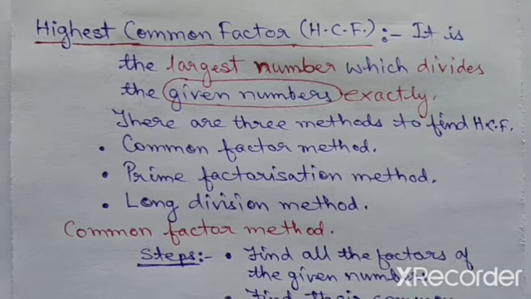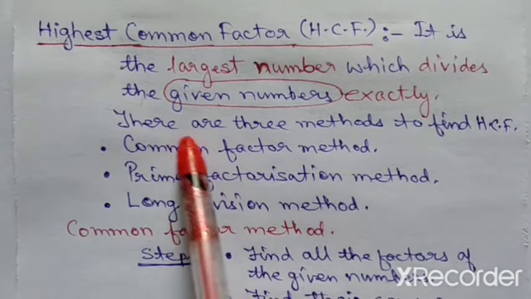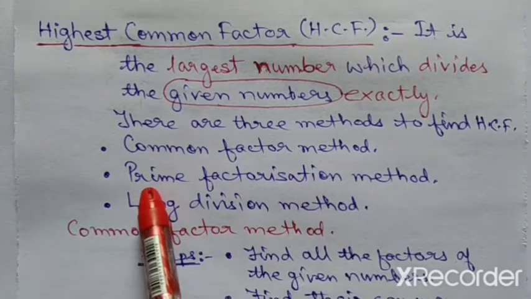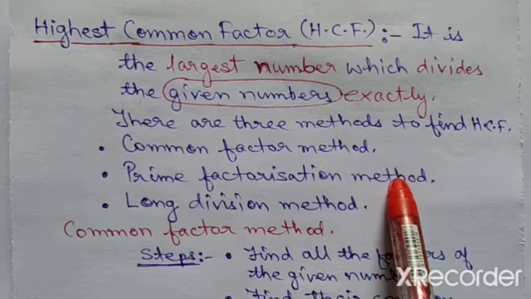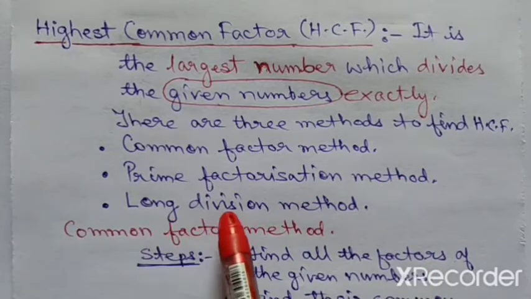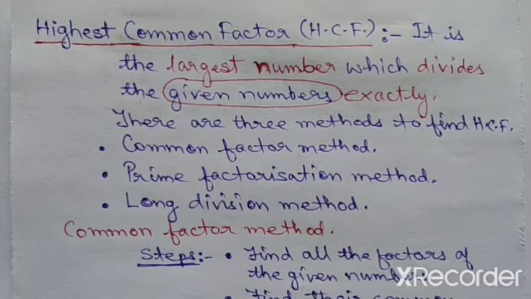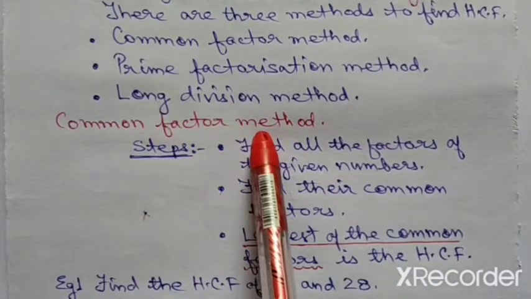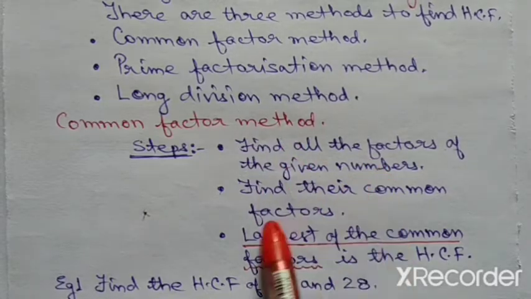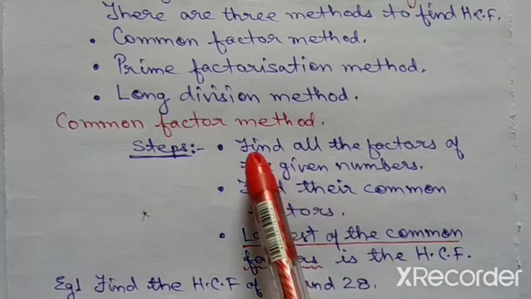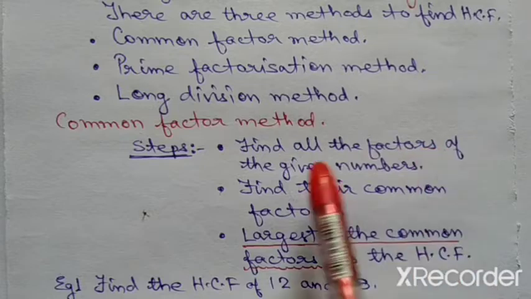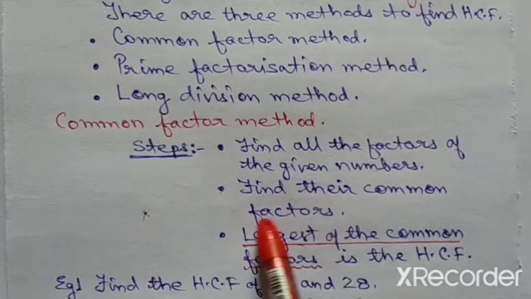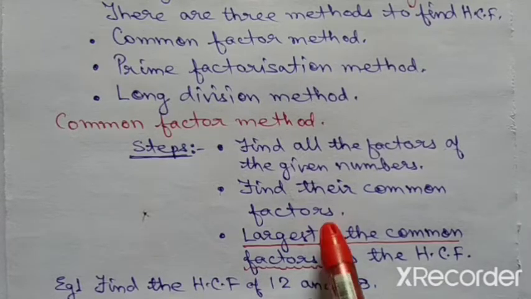Now children, there are three methods to find HCF. First one is common factor method, next prime factorization method, and long division method. Let us try to understand one by one. Now children, common factor method. In this method, these are the steps to be followed by you. First, find all the factors of the given numbers, children. First step. Second step, find their common factors, which I discussed right now.